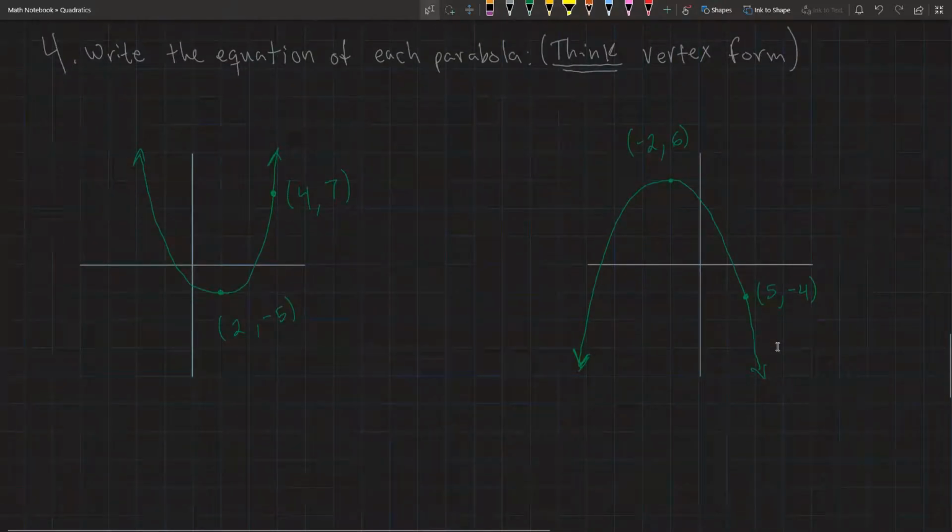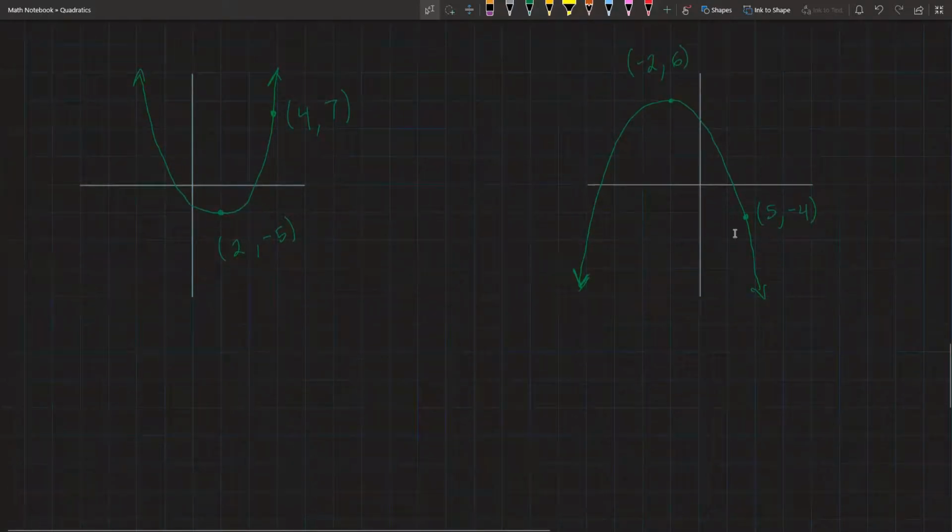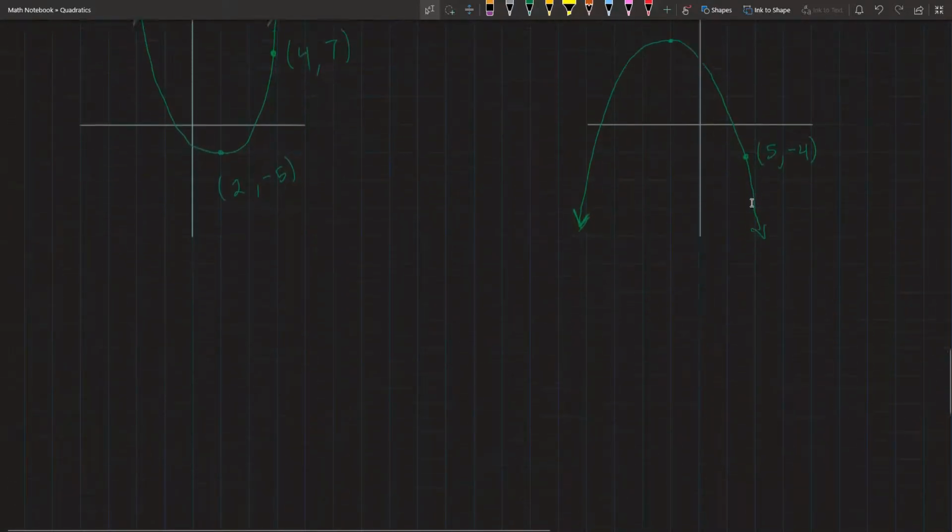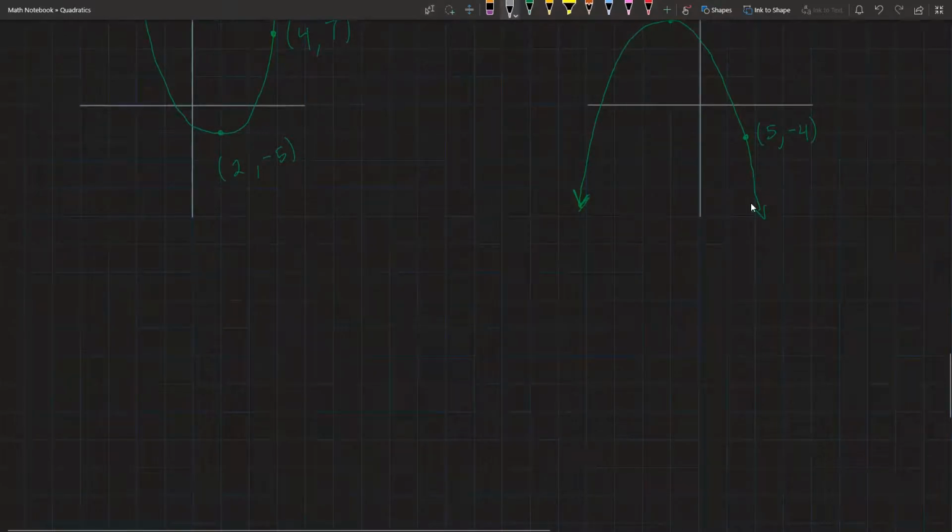I'm going to try going a little bit faster, but the idea is the same. And I give you a big hint. What is given in this form of quadratic equations? Not the x-intercepts, not the y-intercept, but the vertex. The vertex is given, so we should think vertex form. This has to be some form of y equals something squared.